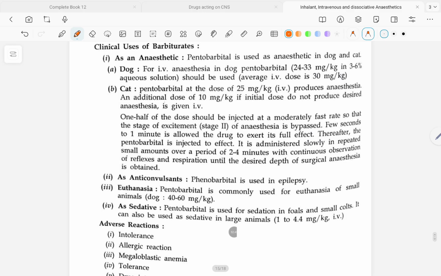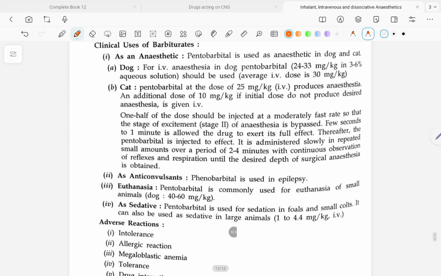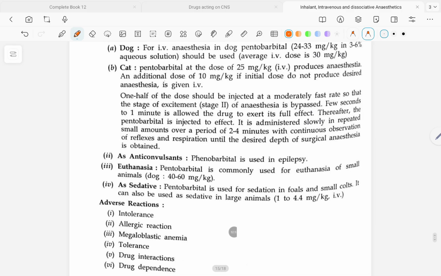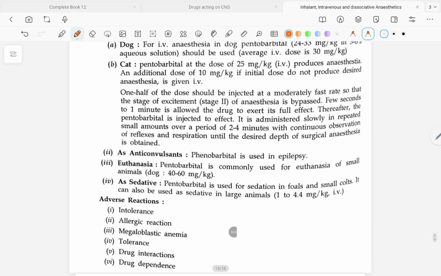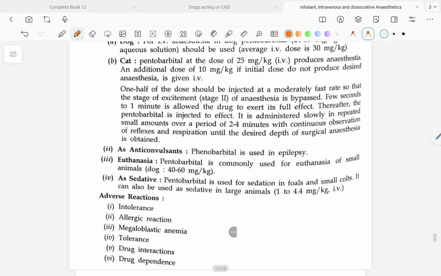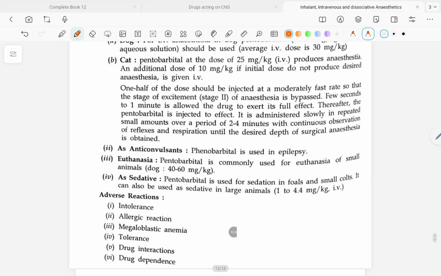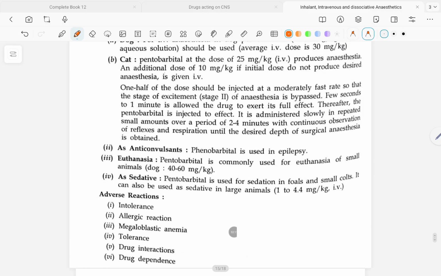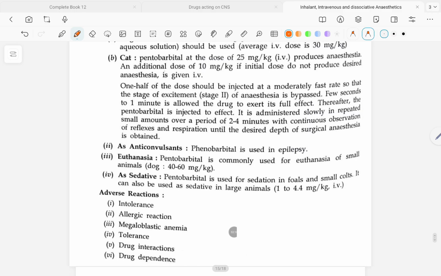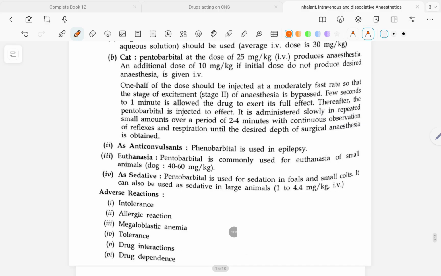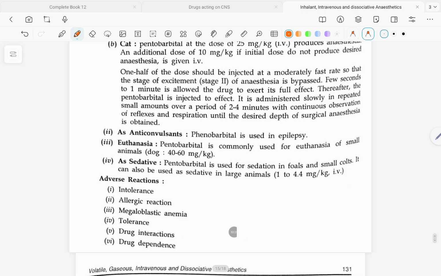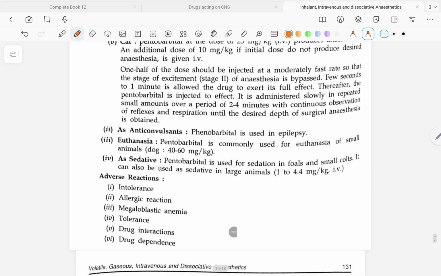One half of the dose should be injected at a moderately fast rate so that the stage of excitement, stage 2 of anesthesia, is bypassed. A few seconds to 1 minute is allowed for the drug to exert its full effect. Thereafter, the pentobarbital is injected to effect. It is administered slowly in repeated small amounts over a period of 2 to 4 minutes with continuous observation of reflexes and respiration until the desired depth of surgical anesthesia is obtained.